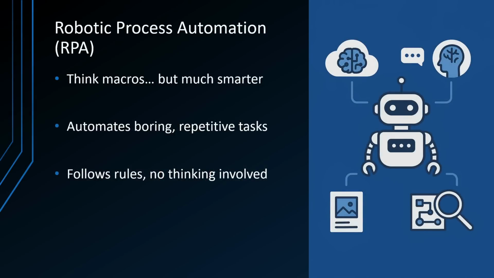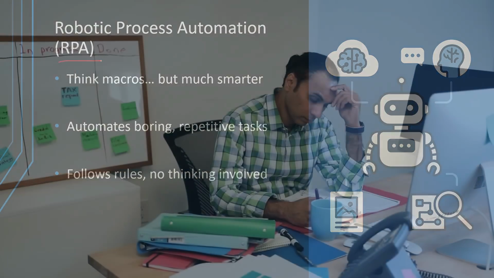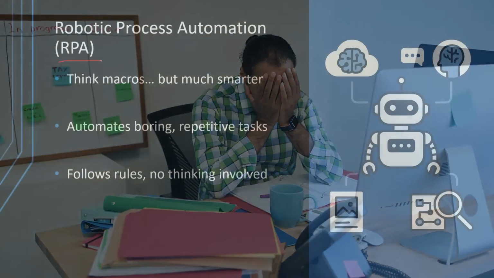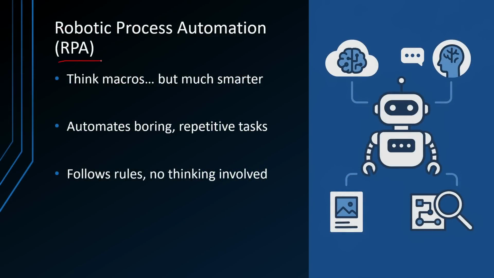So we start things off with robotic process automation, as I mentioned earlier, right? RPA. You can think of RPA as macros, but they are smarter. RPA is going to basically automate your repetitive tasks. RPA simply follows rules, it doesn't think about anything.